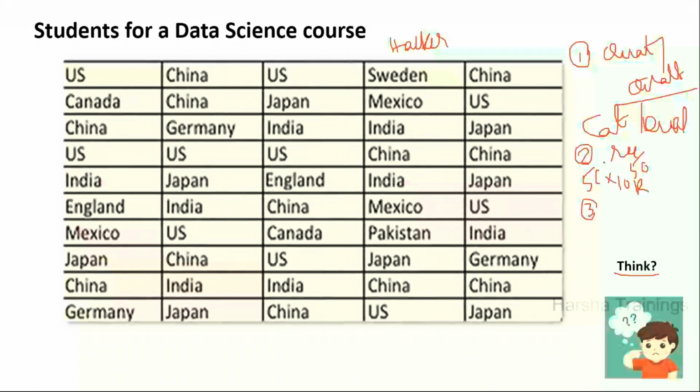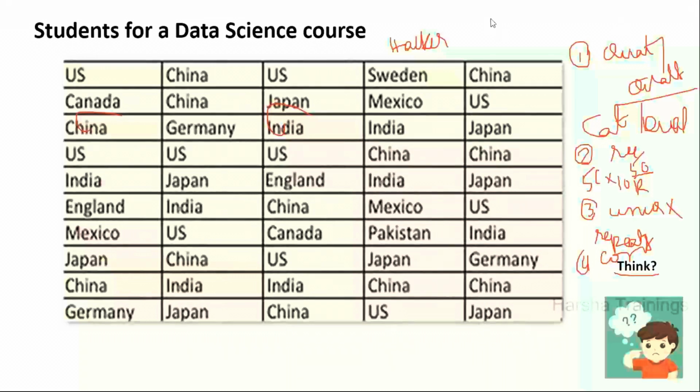Number of countries. Yes, there are 50 countries. The 50 countries are not unique. That means some countries are repeating. Will you agree? Yes. Some countries are repeating, and it covers several continents. There are some Asian countries like India, China, some European countries, and some American countries. Will you agree? Yes.